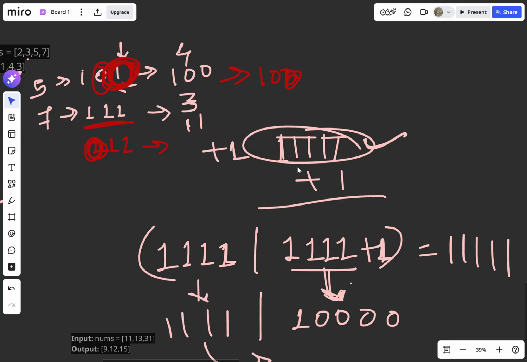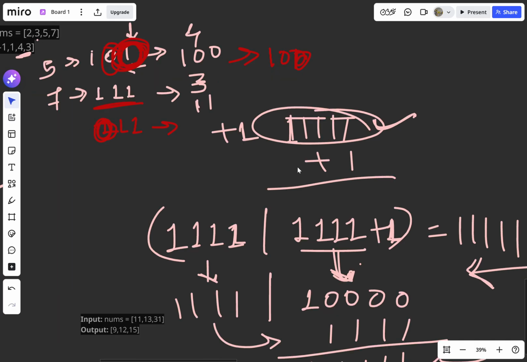Now by getting the OR of this, let's do this 1 1 1 1. After getting the OR, we will get this. So that's why we are neglecting the continuous OR, the continuous set bits, the continuous most significant bits.